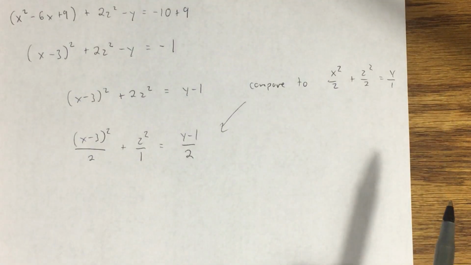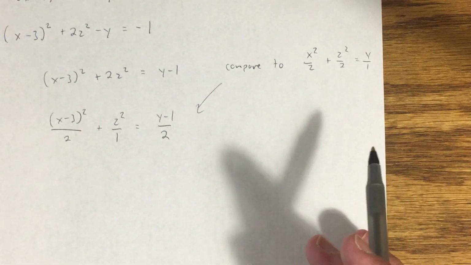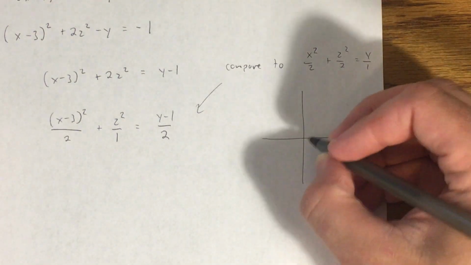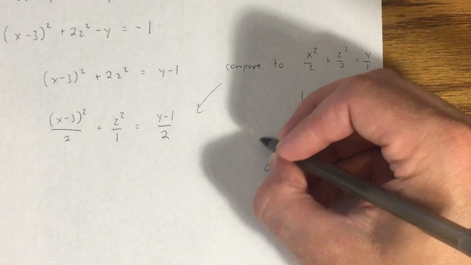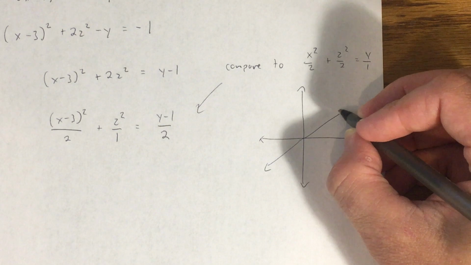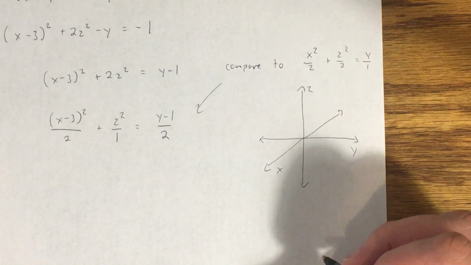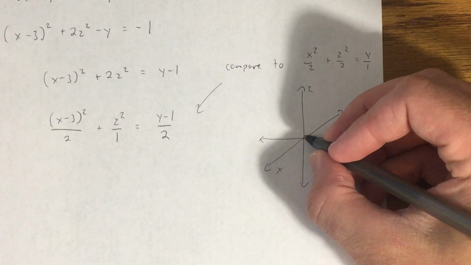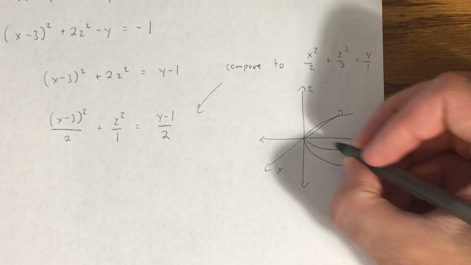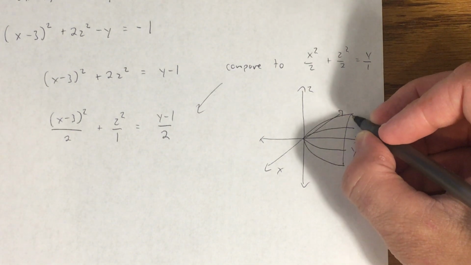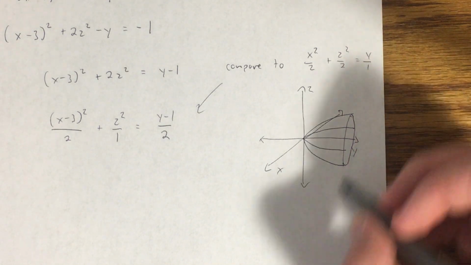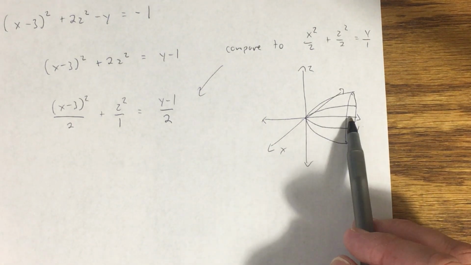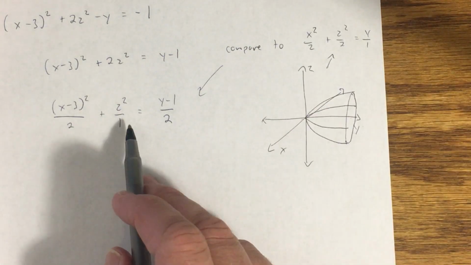Okay? So for this, I'm not going to worry too much about getting the correct vertices and everything. I just want a general idea of what this surface looks like. So I have my x, y, and z. We're going to have an elliptic paraboloid that opens along the positive y-axis. So it's going to do something like this. Don't worry about being too perfect with your graph. Obviously, I'm not. That is the graph of this guy. It is not the graph of this guy.